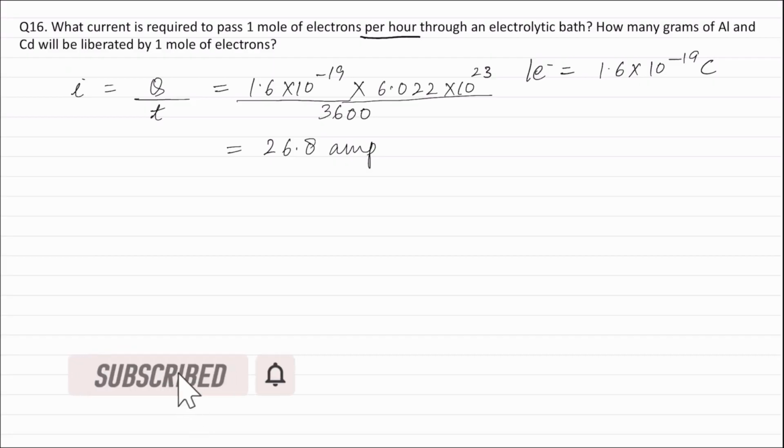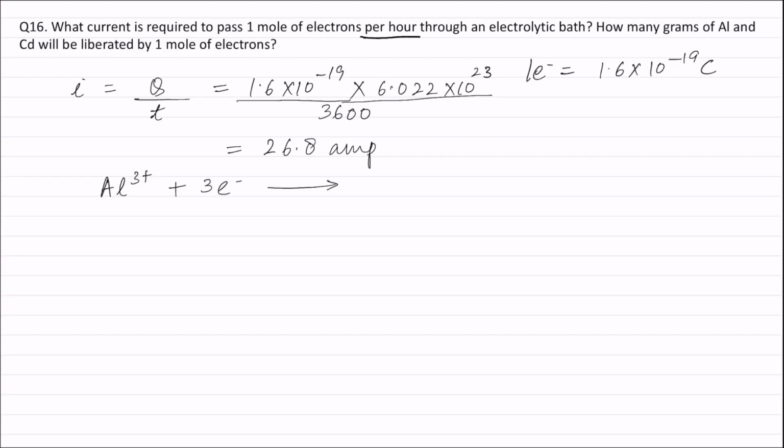Now to find the weight of aluminium and cadmium liberated by 1 mole of electrons: 1 mole of aluminium ions will accept 3 moles of electrons and will liberate 1 mole of aluminium. So moles of electron is 3 moles and moles of aluminium liberated is 1 mole. Therefore, 1 mole of electron will liberate 1 by 3 moles of aluminium. Therefore, weight of aluminium will be equal to moles of aluminium, that is 1 by 3, into atomic weight of aluminium, that is 27, and this is equal to 9 grams.